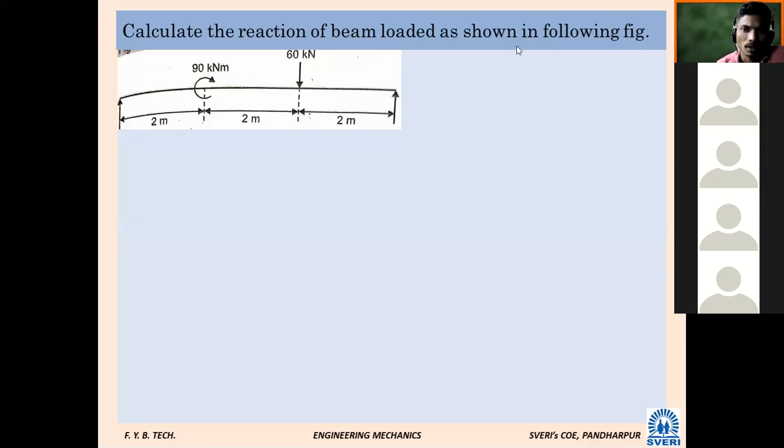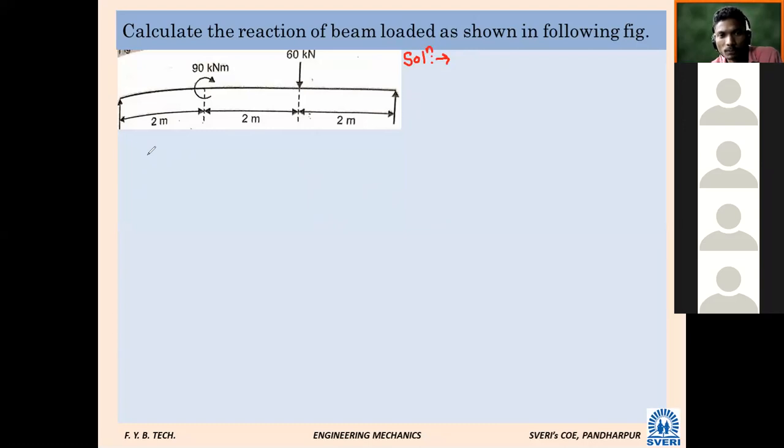Question number one. What is the type of beam? Simply supported. Very good, 100% correct. Simply supported. Support is there at the end. That's why it is called simply supported. Correct. Now, the types of load in this loading.